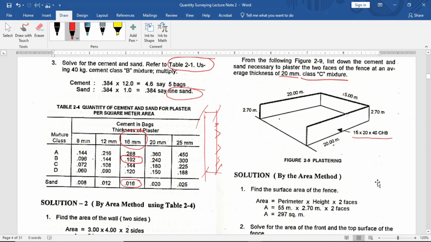So, by area method, kunin muna natin yung perimeter total. So, 20 plus 15 plus 20 is 55 meters. Ayan. Tapos yung height, 2.7. Yan. Tapos 2 faces yung ipa-plaster natin. So ang area total is 55 meters times 2.7 times 2 is 297 square meters.